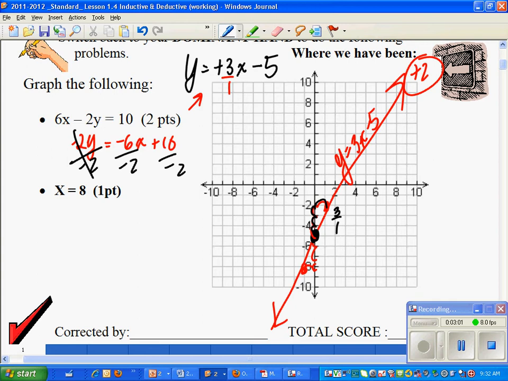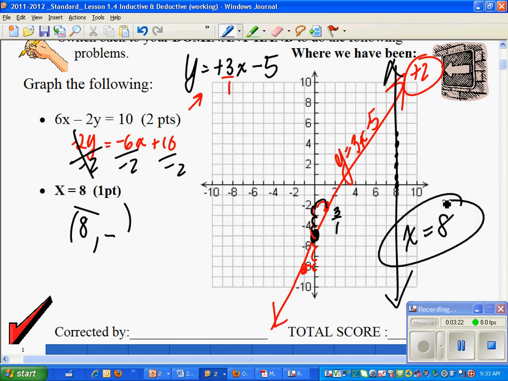Okay, x equals 8. This is all the points where there's an 8 there and something there. So how do you graph it? We just graph a bunch of points. 8, 0, 8, 1, 8, 2, 8, 3, 8, 4, 8, 5. X equals 8 is a line, which is vertical, at 8. That's worth 1 point, all or nothing. Top's worth 2, bottom's worth 3. Score out of 5 and return. If they get something wrong, please show them how to do it.